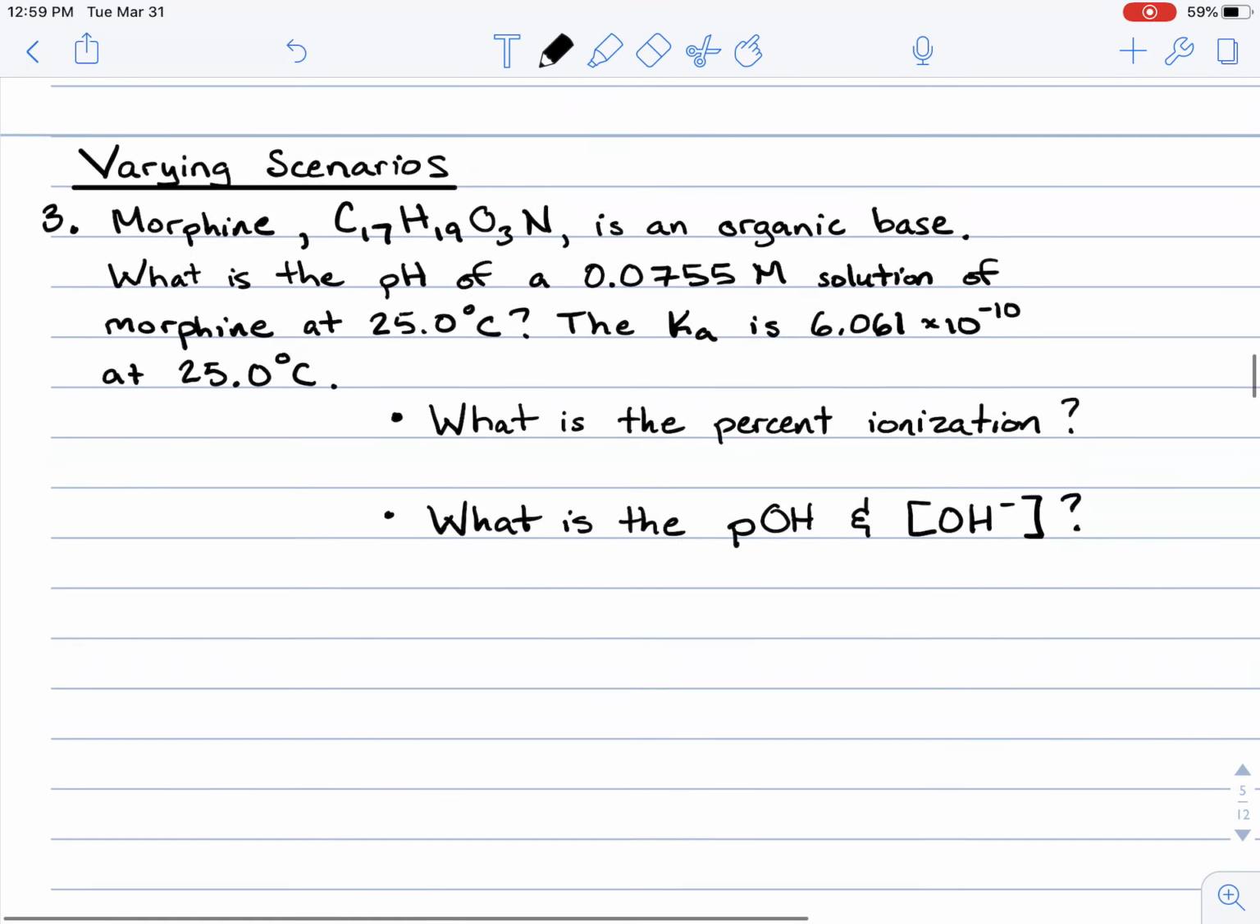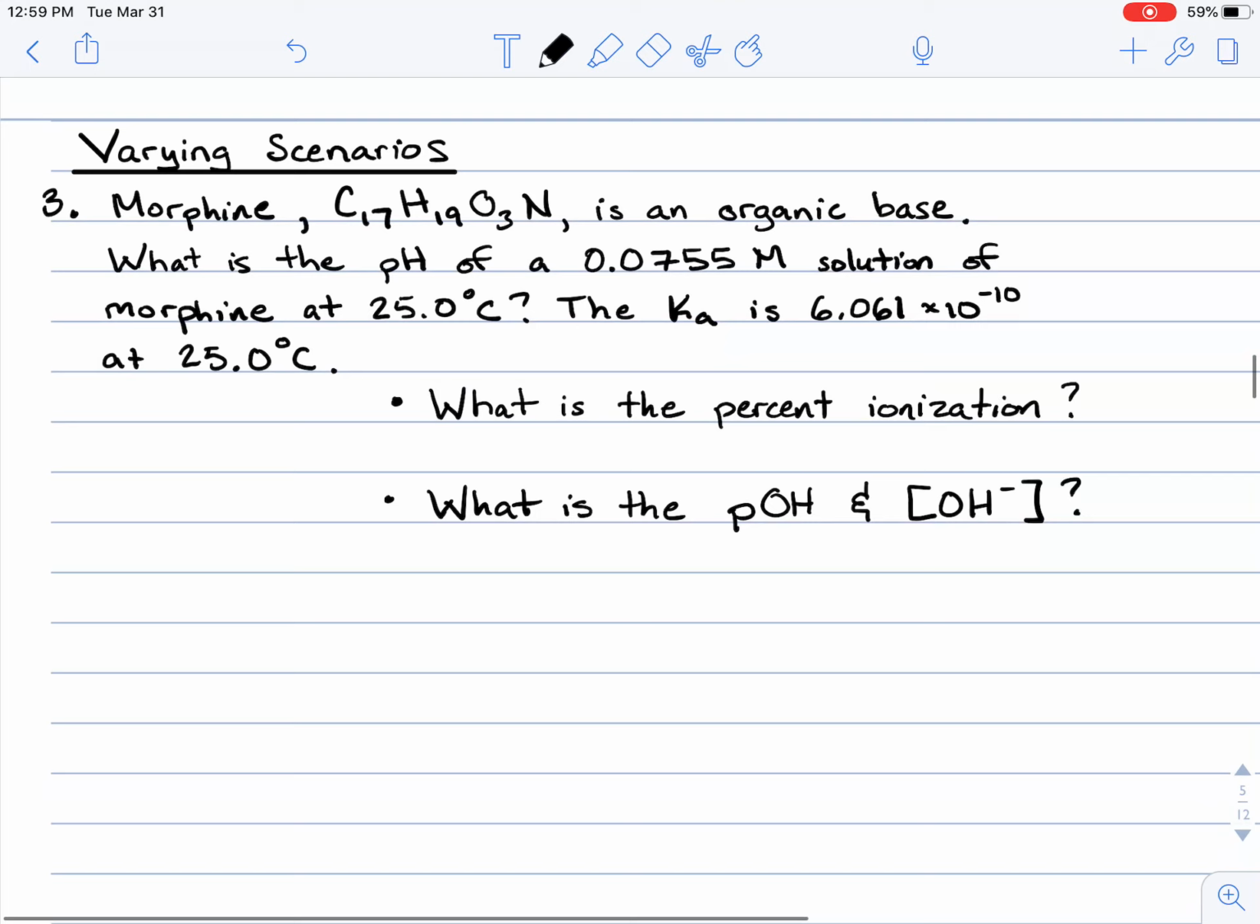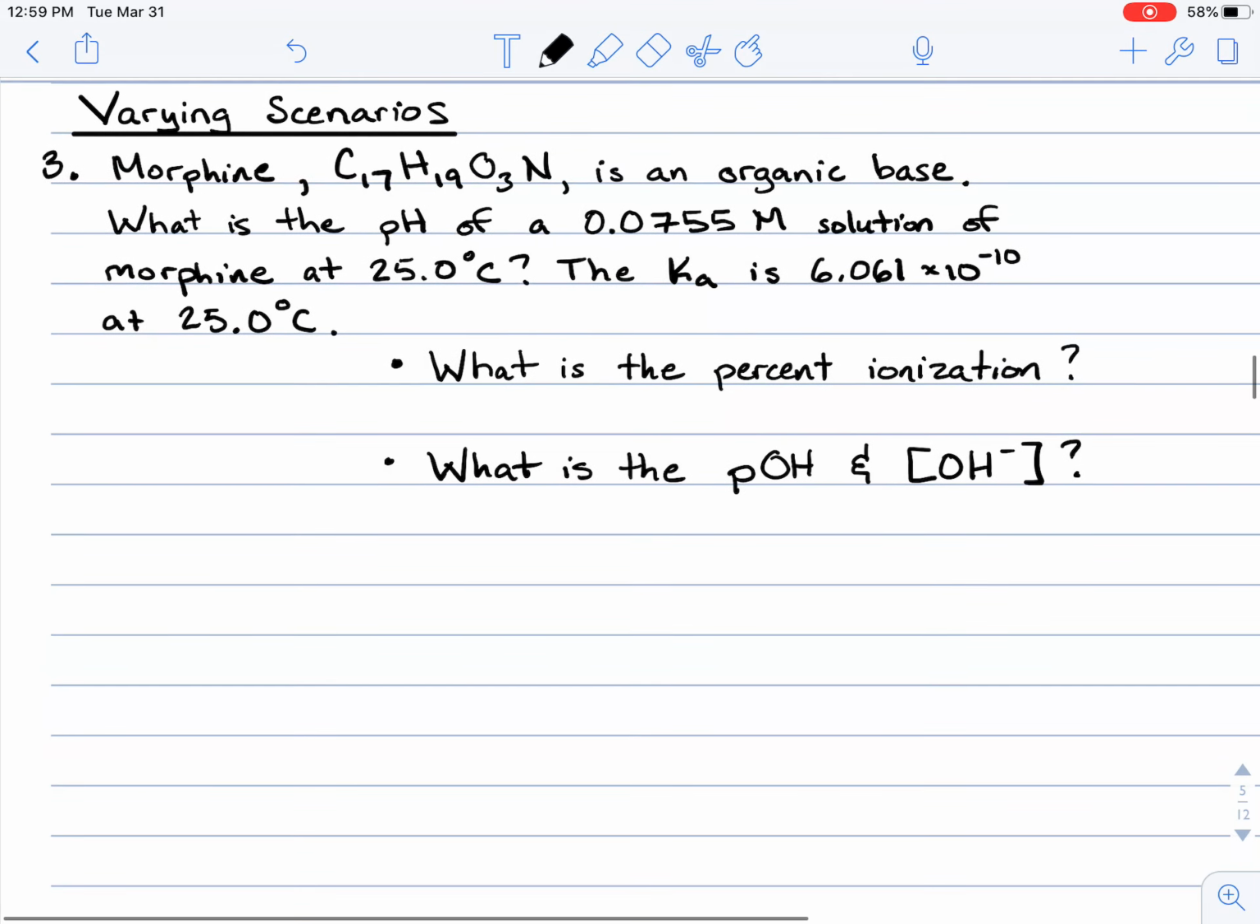All right. So we're going to go ahead and start varying the scenarios. So we're still going to be using the same idea of determining the pH for either a weak base or a weak acid, but we're just going to add some differences here and there. And so this is going to be the last problem that I'm going to be working on for this first part of the video. There's 3 other problems that I do want to work through, and you guys can go ahead and watch that in part 2.